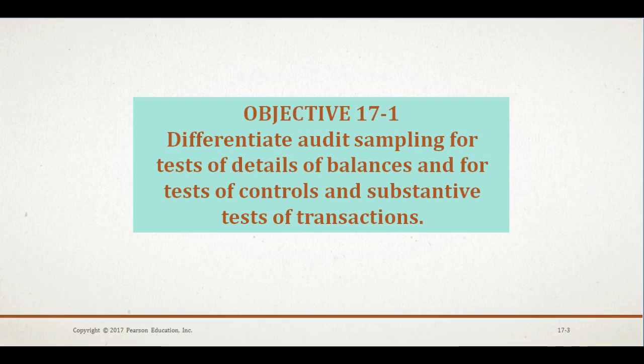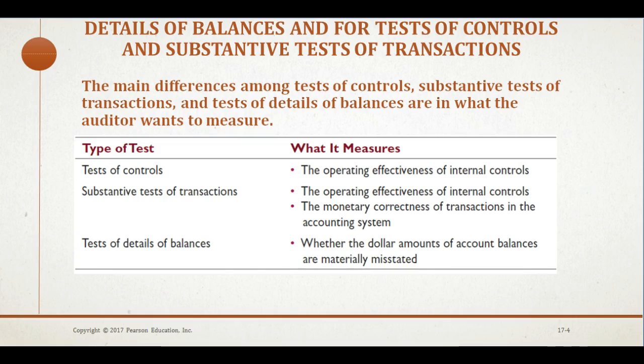We will begin the discussion by differentiating audit sampling for the test of details of balances and for the test of controls and substantive tests of transactions. The main differences among tests of controls, substantive tests of transactions, and the test of details of balances are in what the auditor wants to measure.